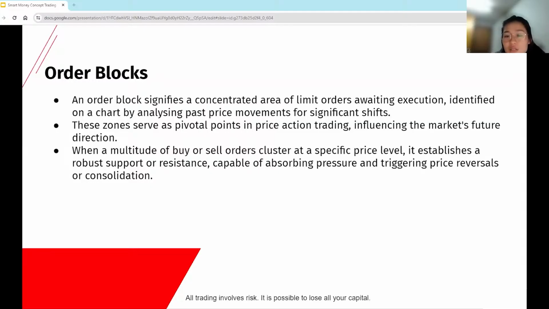But basically, an order block is identified on a chart by analyzing past price movements for significant shifts. So these zones serve as a pivotal point in price action trading, influencing the market's future direction. And when a multitude of buy or sell orders cluster at a specific price level, it establishes a robust support or resistance capable of absorbing pressure and triggering price reversals or consolidation.